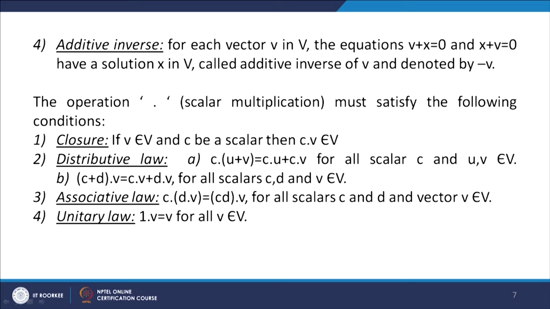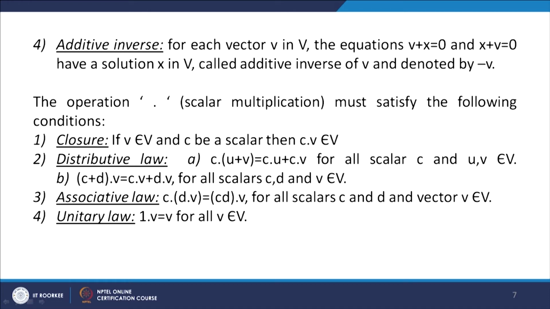Distributive law: c dot (u plus v) equals c dot u plus c dot v for all scalars c and any vectors u, v belonging to V, and (c plus d) dot v equals c dot v plus d dot v for all scalars c, d and v belonging to V. The associative law: c dot (d dot v) equals (c d) dot v for all scalars c and d and vectors v belonging to V. And finally the unitary law: 1 times v equals v for all v belonging to V.